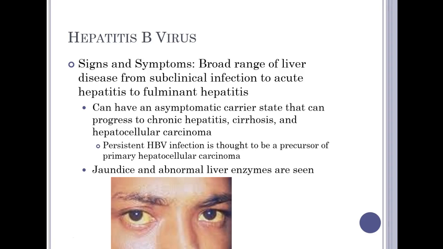We see jaundice and abnormal liver enzymes. Usually the AST and ALT are extremely elevated. You can actually see the jaundice in this man's eyes here.